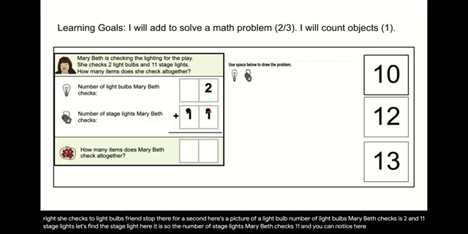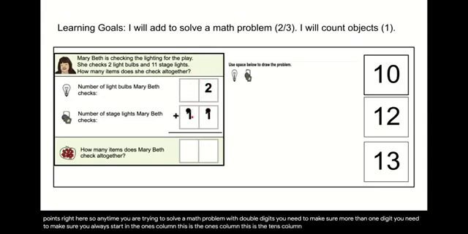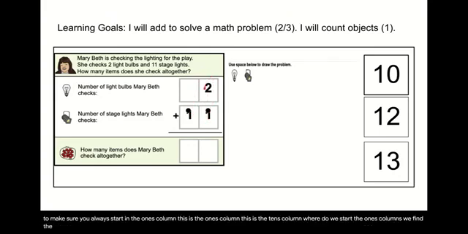And you can notice here are our math touch points right here. So anytime you are trying to solve a math problem with double digits, more than one digit, you need to make sure you always start in the ones column. This is the ones column. This is the tens column. Where do we start? The ones column. So we find the bigger number. 2 is bigger than 1. So we'll start at 2 and we'll count from 2.